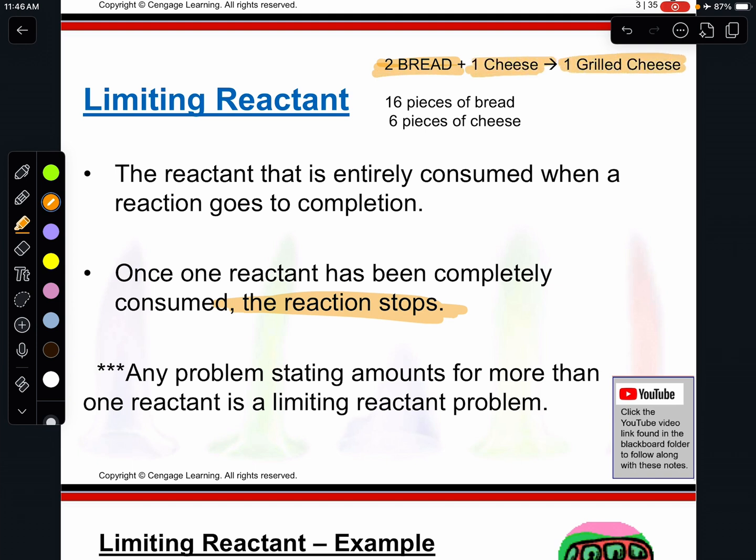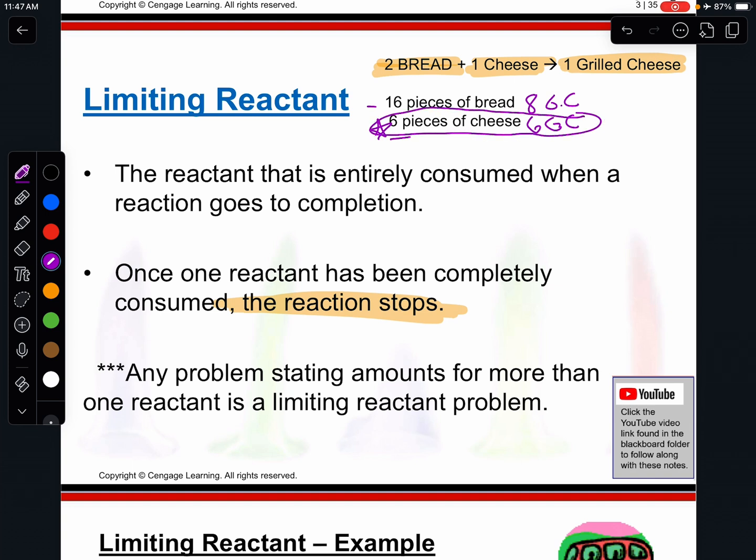So for example, a very common limiting reactant example is if we have 2 pieces of bread and 1 piece of cheese, and the product here is 1 grilled cheese, and then if you have 2 starting amounts of reactant, so let's say we have 16 pieces of bread, and again 2 are used per grilled cheese, we can make 8 grilled cheese sandwiches. But if we only have 6 pieces of cheese, we can really only make 6 grilled cheese sandwiches. So we have to use this information and figure out which one is limiting, and our limiting is the cheese in this case.